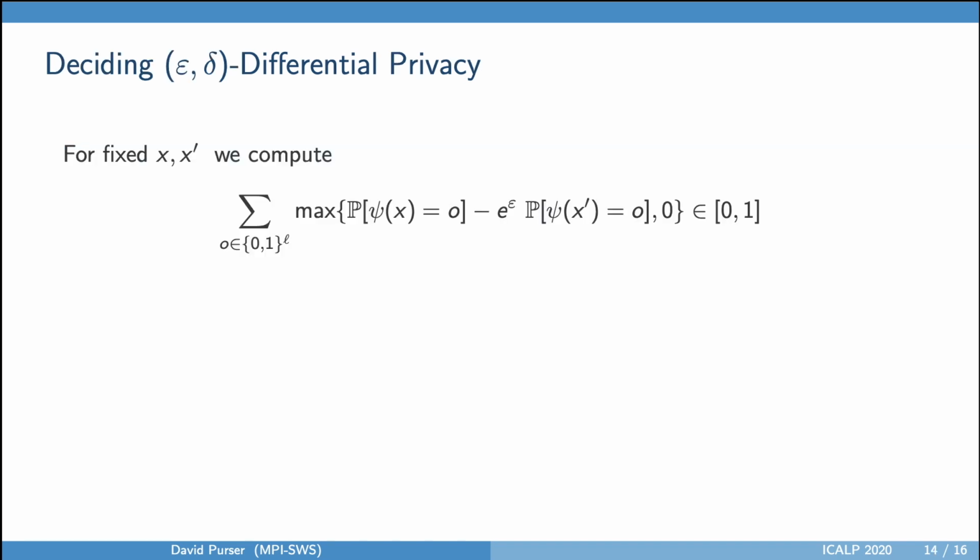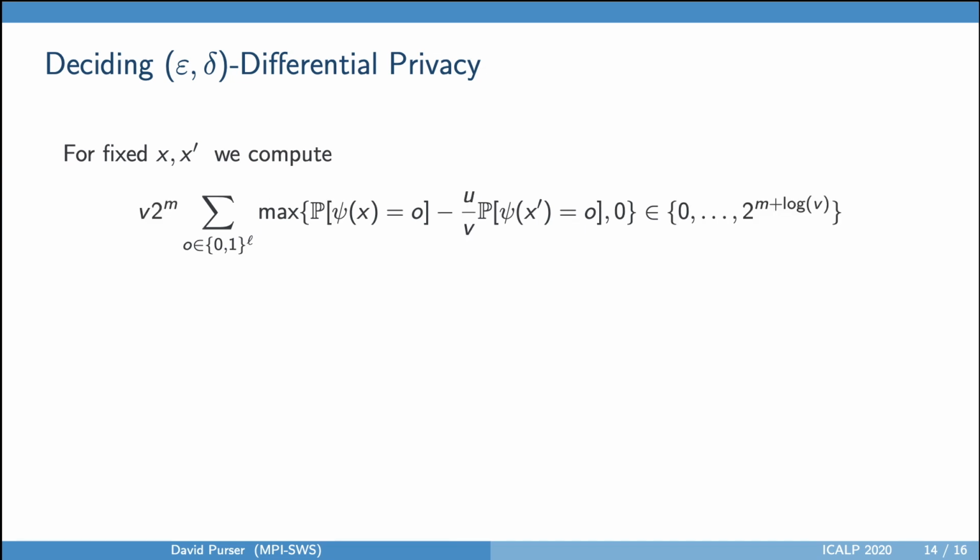Using this reformulated definition, we want to compute this sum for some fixed x and x prime. As things stand, this sum is a rational number between 0 and 1. However, by renormalizing, we can make this sum an integer. If we let e to the epsilon be a rational number, u over v, we can then multiply by v times 2 to the m. This normalizes the denominators in the probabilities and v. So this sum is now an integer between 0 and 2 to the m plus log v.